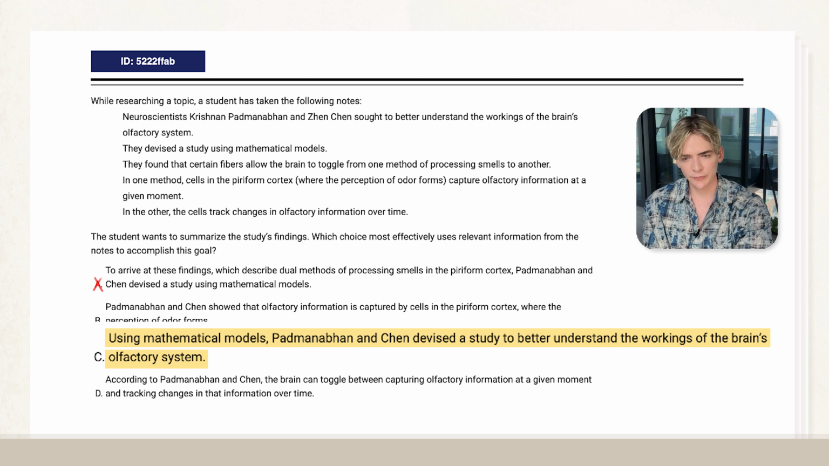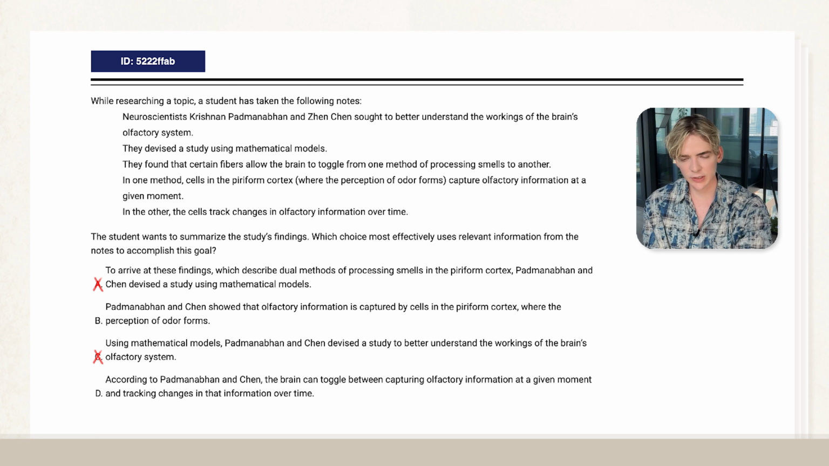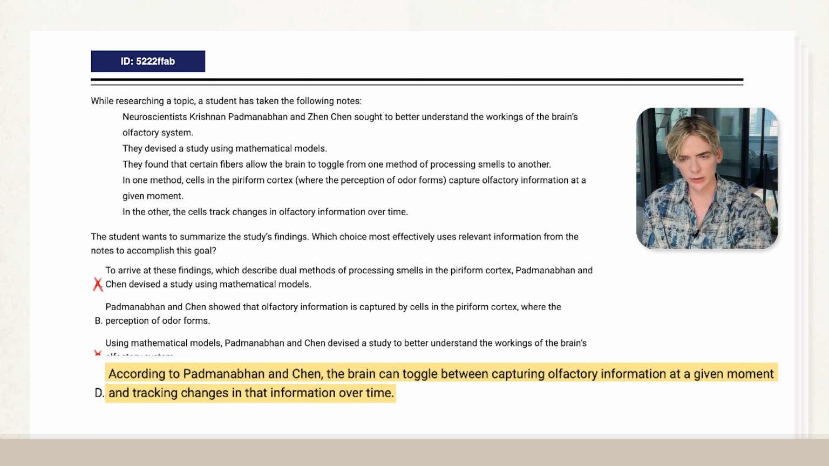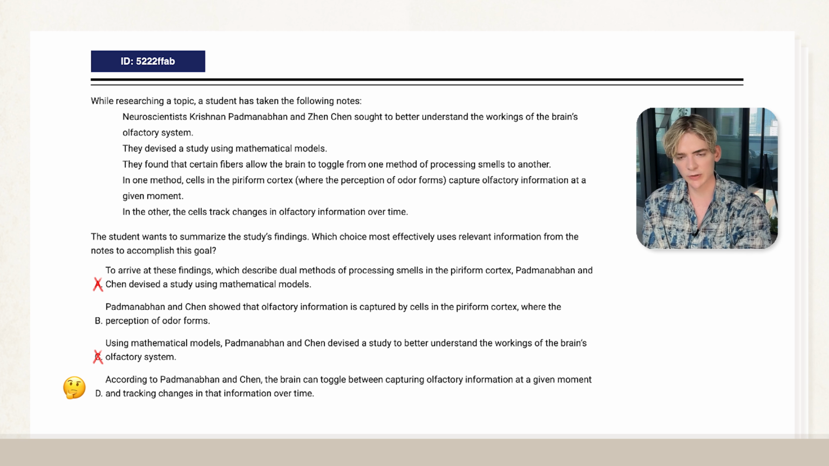Let's look at C here. Using mathematical models, he and Chen devised a study to better understand the workings of the brain's olfactory system. Okay, so this is not a finding, and so we can eliminate C. Then D, according to he and Chen, the brain can toggle between capturing olfactory information at a given moment and tracking changes in that information over time. This also sounds like a finding.